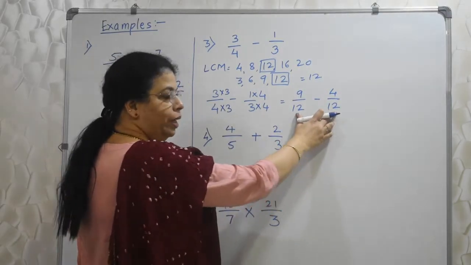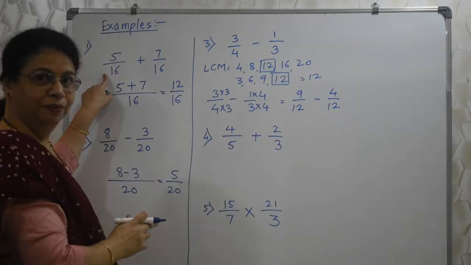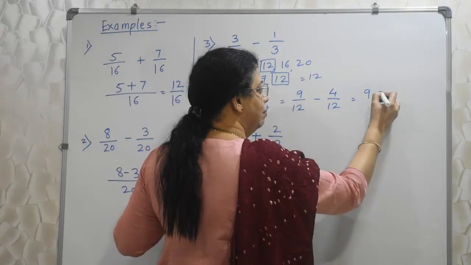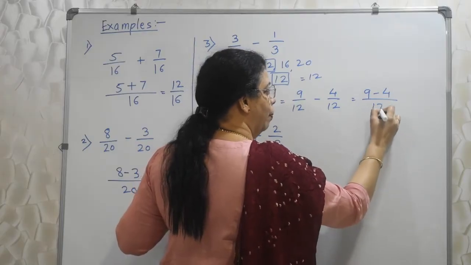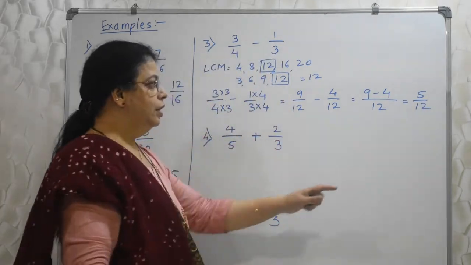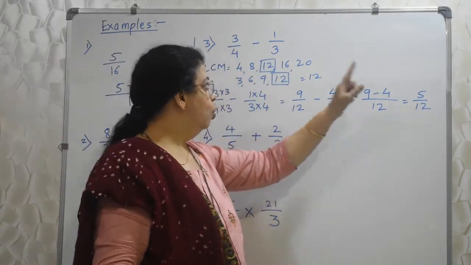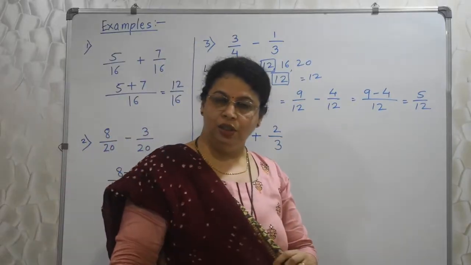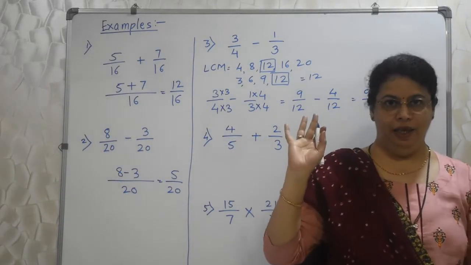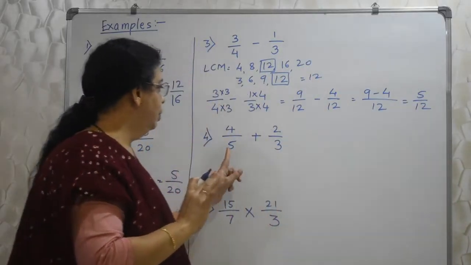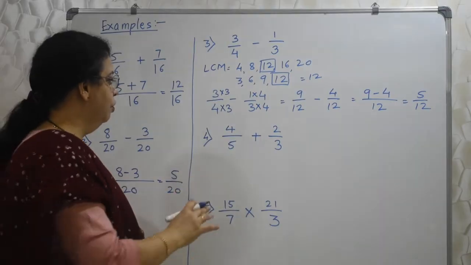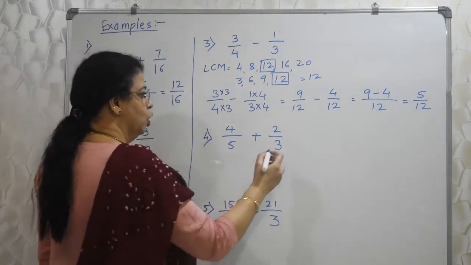Now my denominators are same like this. So my work is easy. 9 minus 4 upon 12, that is 5 upon 12. This is my answer. So dealing with unlike fractions is not at all difficult. Only additional part is LCM. Okay. Now here we did subtraction in the same way. Addition. 5 and 3 are not same. So LCM.